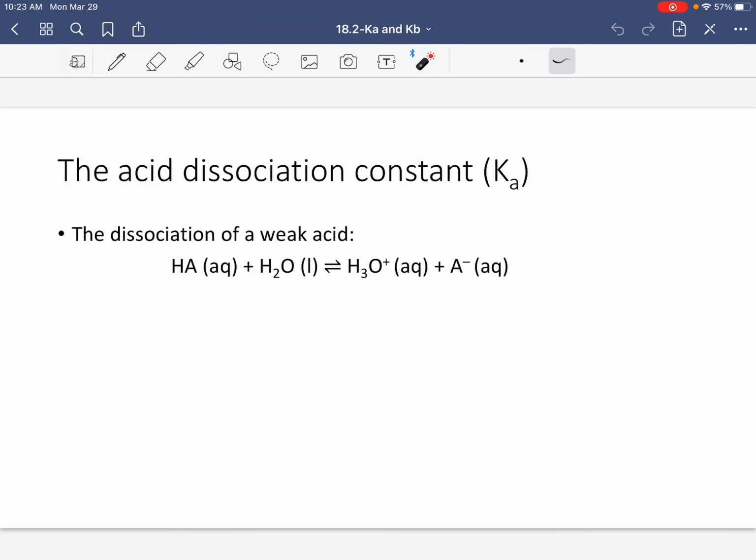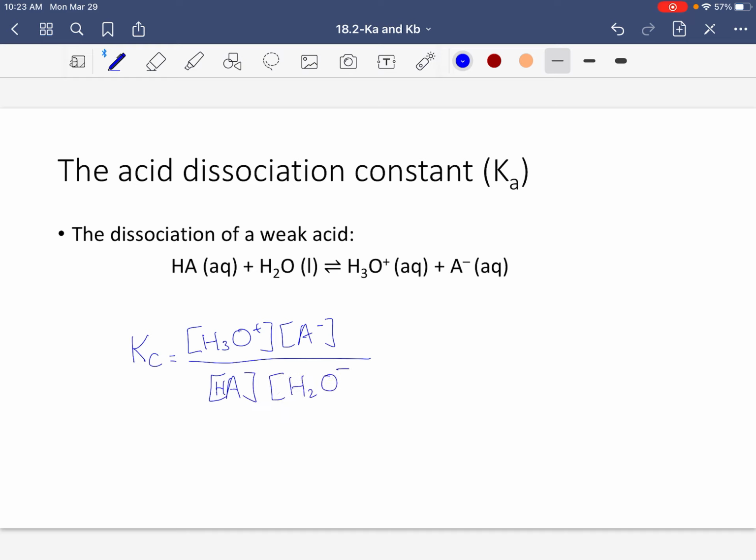Now, because this has an equilibrium sign, it should make sense that I show you an equilibrium expression, right? So Kc is equal to H3O plus times A minus over HA. I almost forgot the H2O. All right. So if you were to isolate H2O and Kc to one side, Kc times H2O will equal H3O plus times A minus over HA.